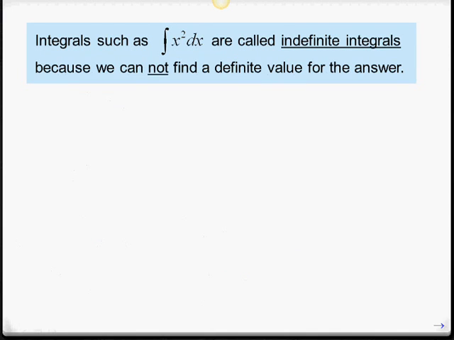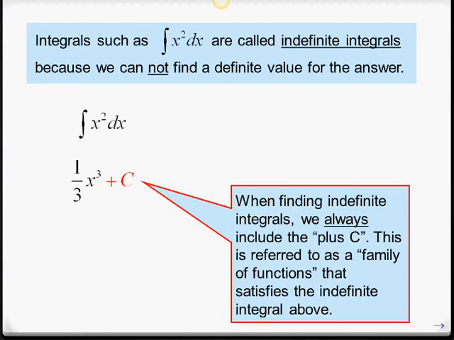The reason this is called a definite integral is because my answer is a number. However, if I gave you an integral like just the integral of x squared dx, that is called an indefinite integral because we cannot actually find the definite value for the answer. Because I don't have an upper and lower limit, I don't have anything to put into my antiderivative. So we would just say my answer is 1/3 x to the third plus c. When finding indefinite integrals, you always have to include the plus c.